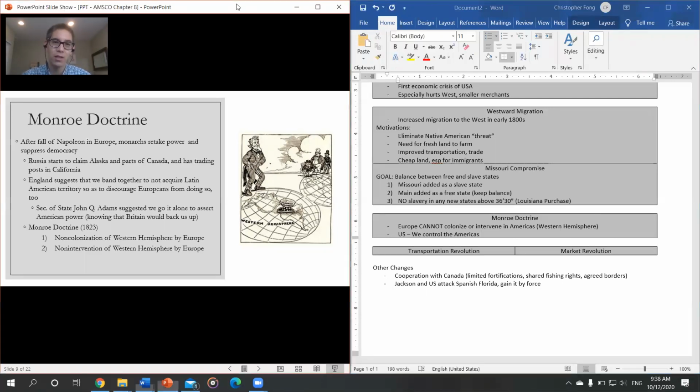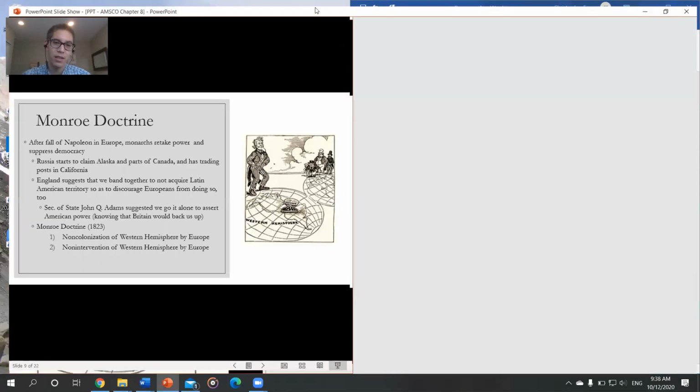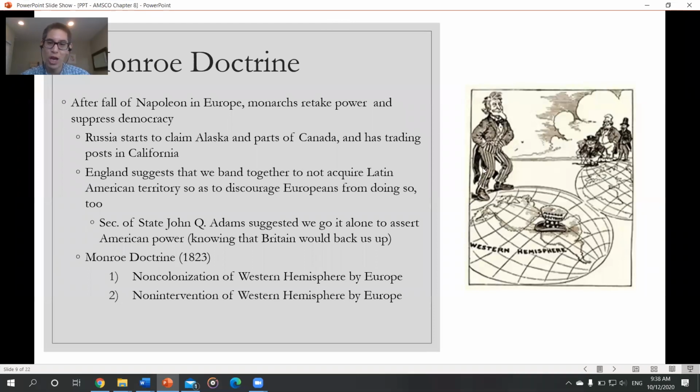And so the Monroe Doctrine, you can kind of see in this political cartoon, James Monroe, he puts his hat down in South America, claiming it for himself. Meanwhile, the European monarchs can only look on in envy at the land that they're not able to conquer, I suppose.